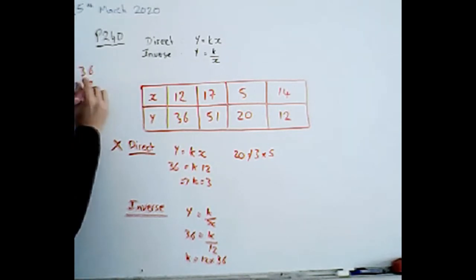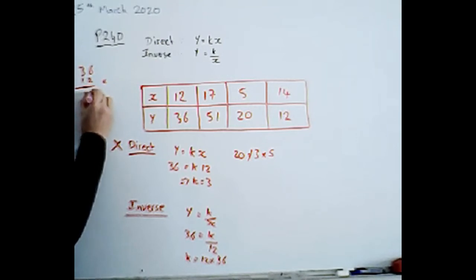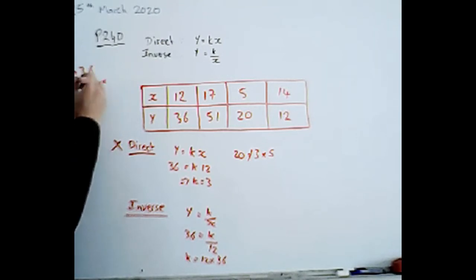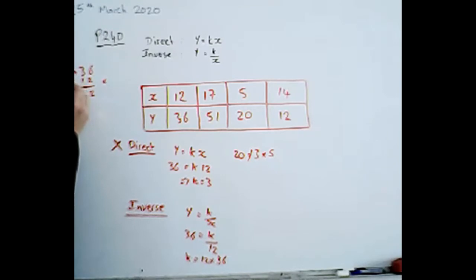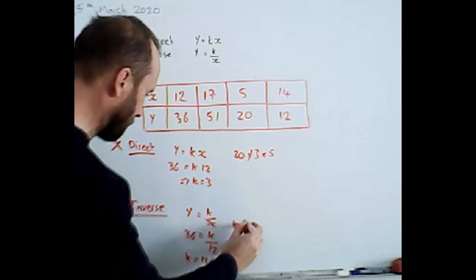36 times 12. 6 12s are 72. 2 down, carry 7. 3 12s are 36, plus 7 is 43. 0 down there, 1 6 is 6. Oh, sorry, 1s. That's it, 432. So k would equal 432.